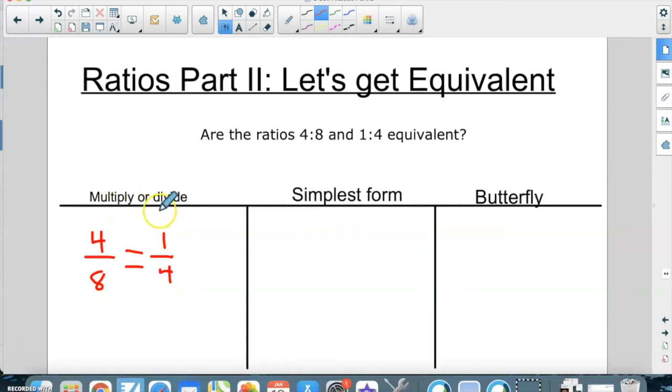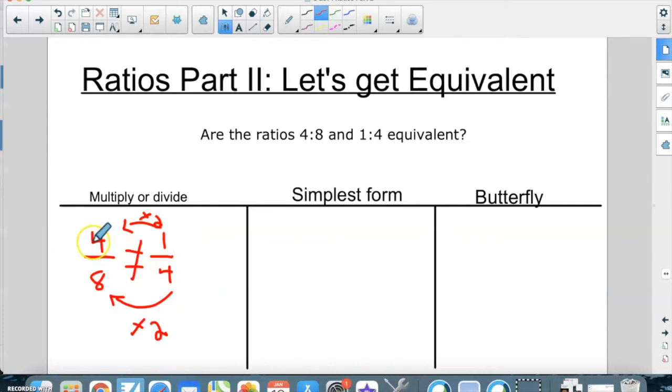Now, I said we can multiply or divide. Well, let's start with the smaller number here. How do you go from 4 to 8? What do you multiply by? Well, you multiply by 2, right? And what you do to the bottom, you have to do to the top. Now, does 1 times 2 equal 4? The answer is no. Okay? And so these are not equivalent or not equal. If this was 2 over 8, then I know it would be. Okay? So that is one way you can multiply or divide.